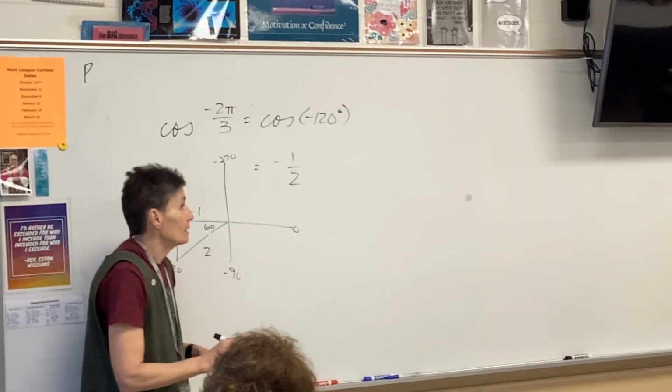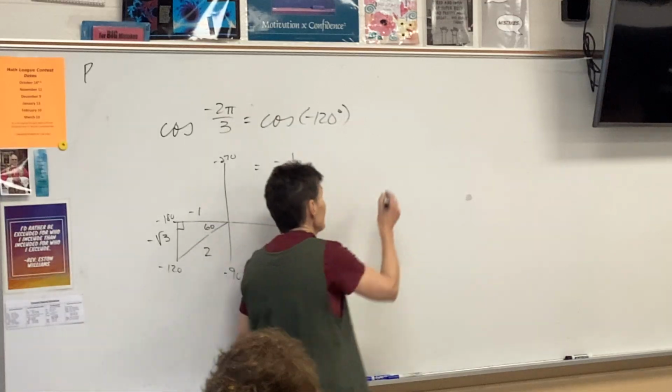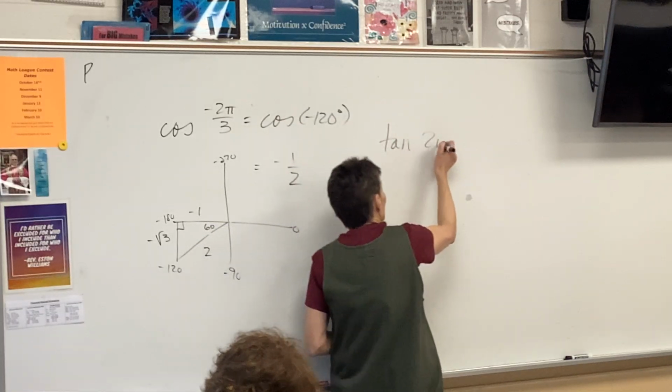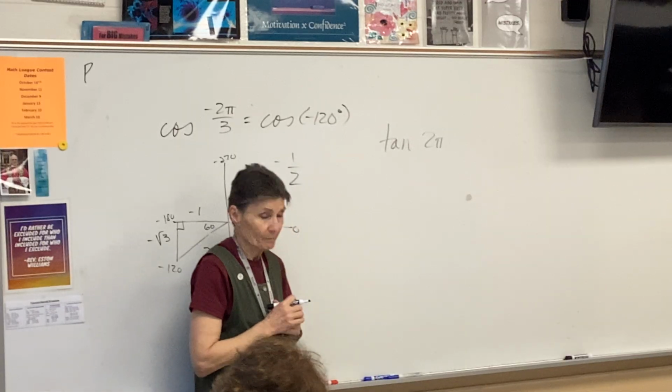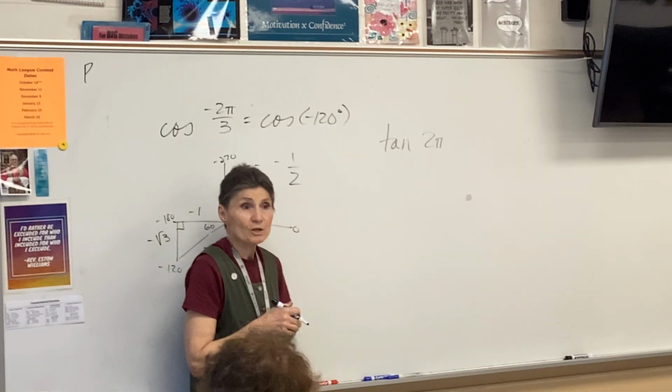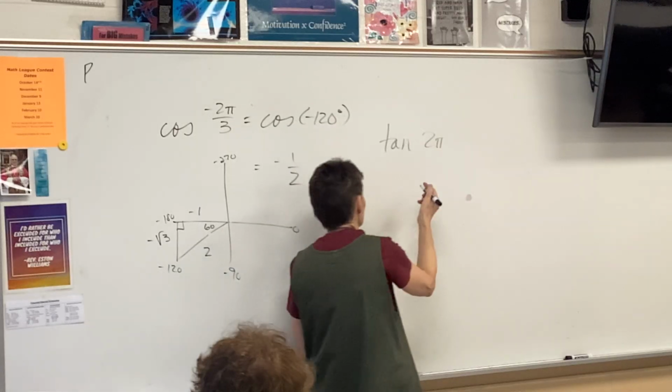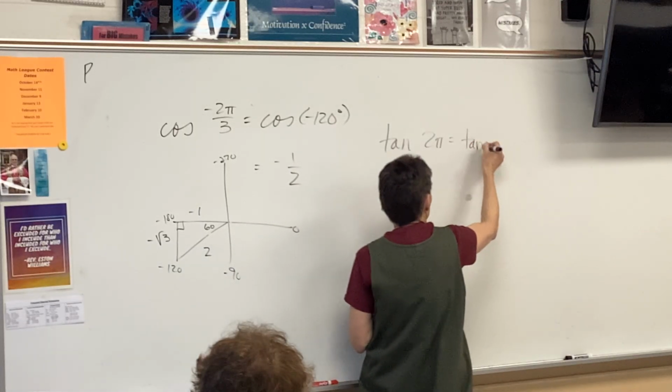So your answer is negative 1 over 2. All right. Next, tangent of 2 pi. We're going to go through basically the same steps. So what do we do first? Change it into degrees. So isn't that the tangent of 360?